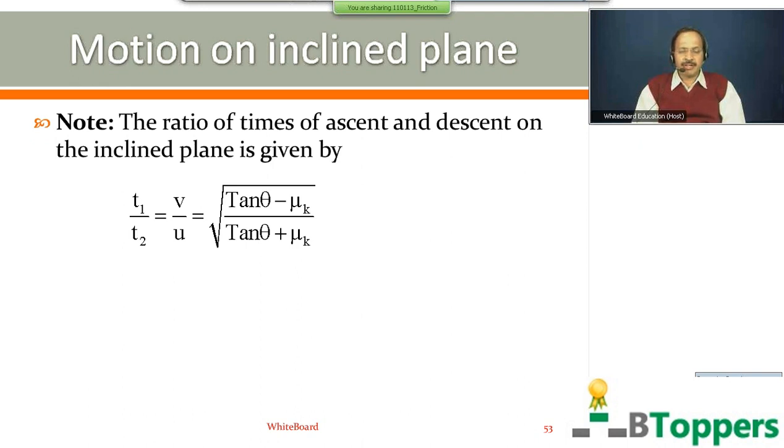U is the initial speed with which it is projected up along the inclined plane. V is the final speed with which it returns to the bottom of the inclined plane. And mu k is the coefficient of kinetic friction between the block and the inclined plane. The result holds good only when tan theta is more than the coefficient of static friction.